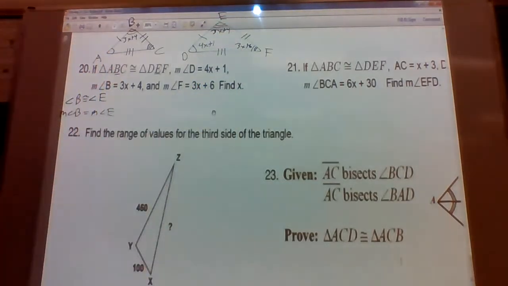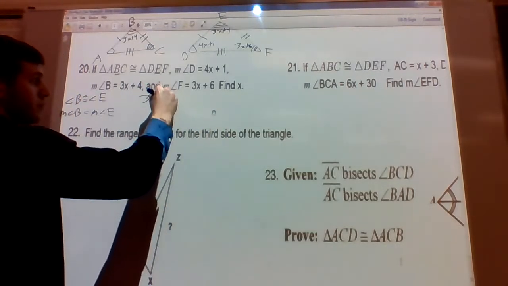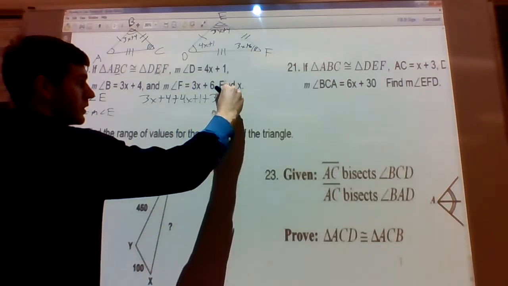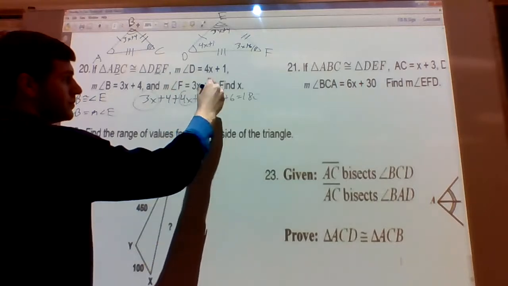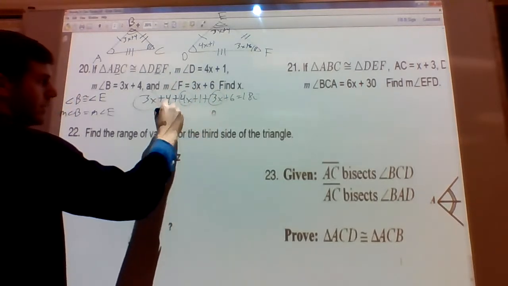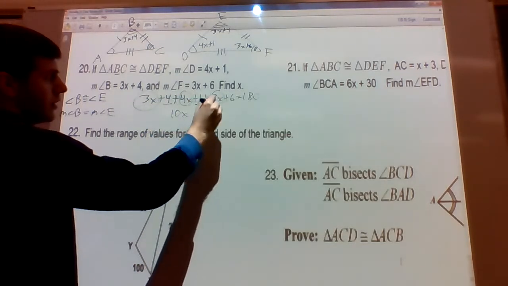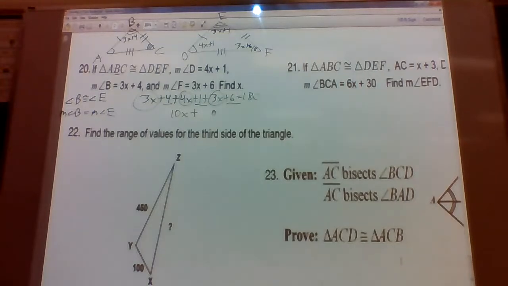Okay, we now have expressions for the three measures of the angles in the second triangle. And we know the three angles of a triangle add up to 180. So we know 3x plus 4 plus 4x plus 1 plus 3x plus 6 is going to be 180. Combine like terms. 3, 4, and 3 is 10x. 4, 1, and 6 is going to be 11. Do we have that right?